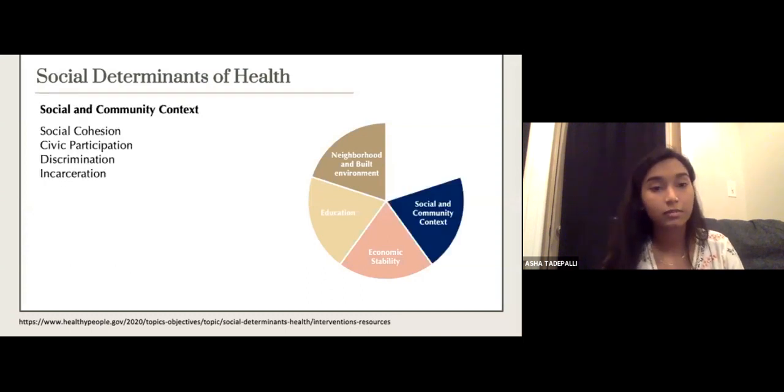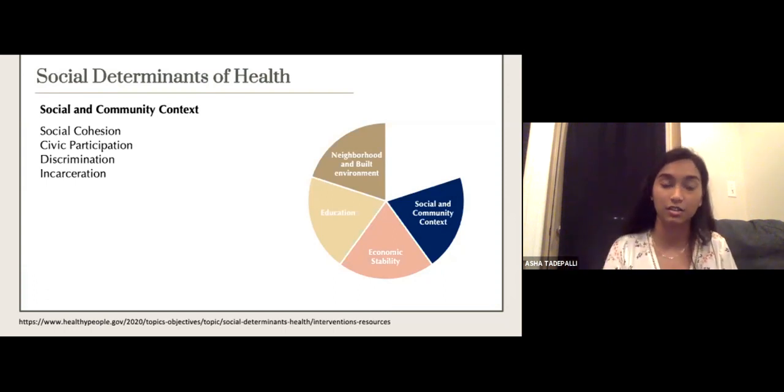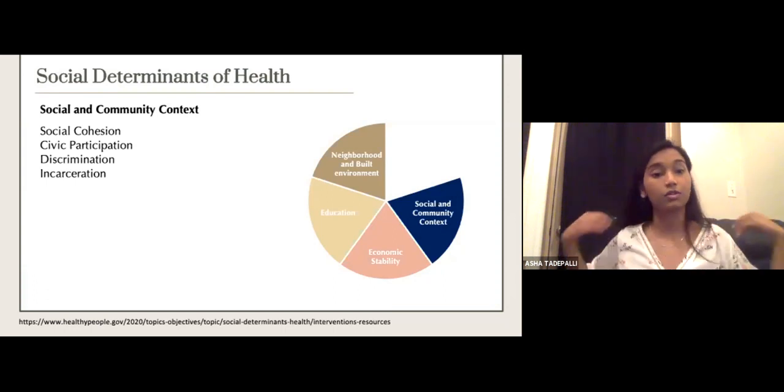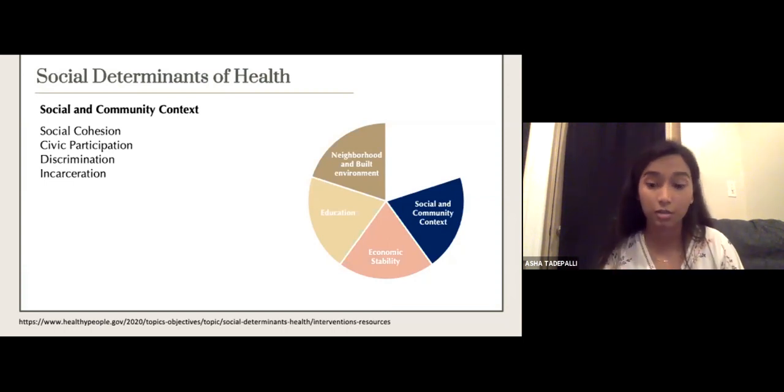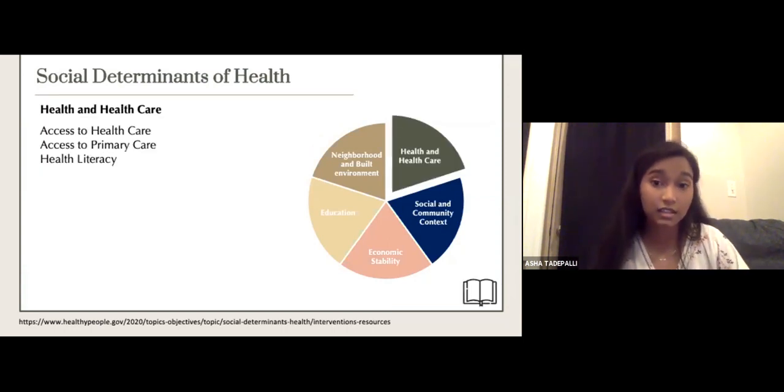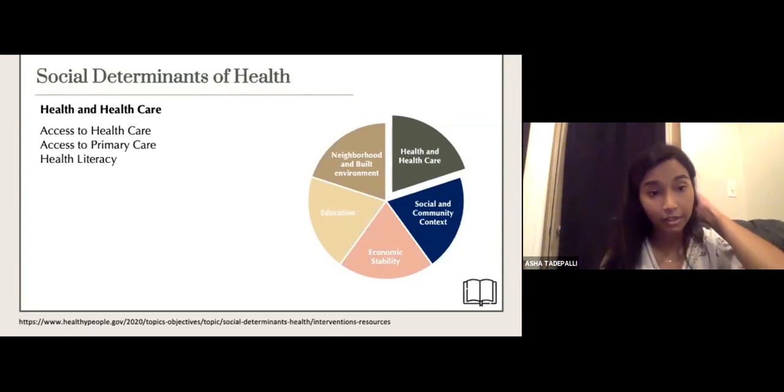And then social and community context is similar to the way the environment works, but it's more of a social context, and similar to what I mentioned earlier about our relationship to education and what we grew up around. So social cohesion, civic participation, discrimination, and incarceration all played a role. And then finally, where we kind of fit into the puzzle, health and healthcare: a patient's access to healthcare, their access to primary care, and finally health literacy.